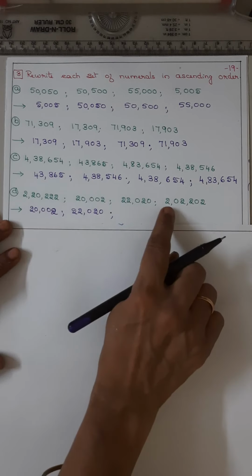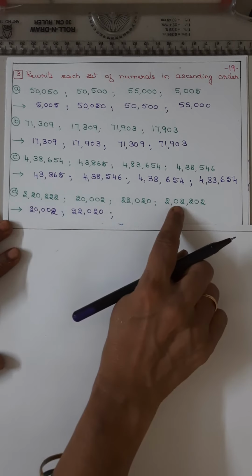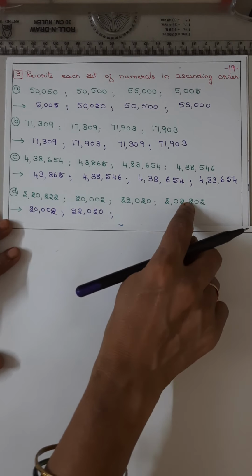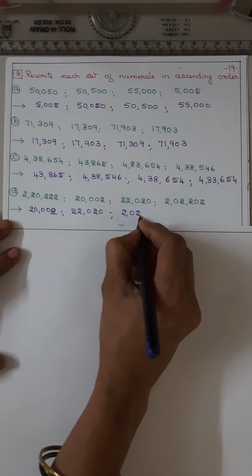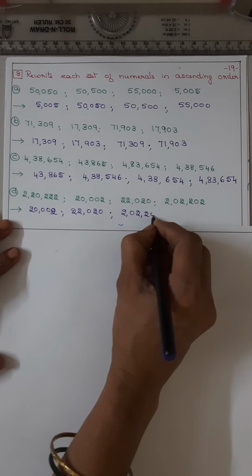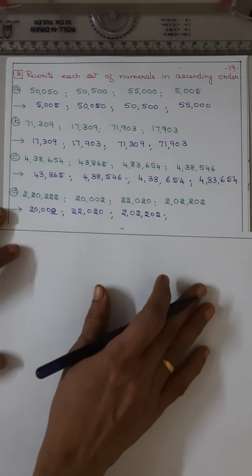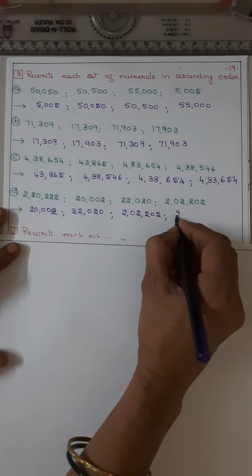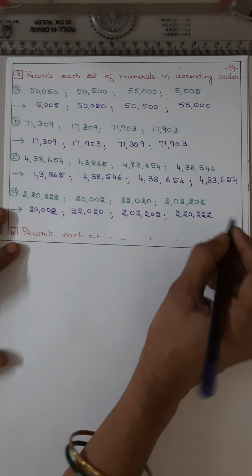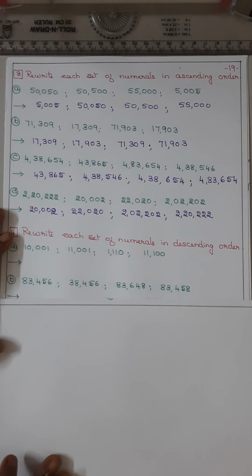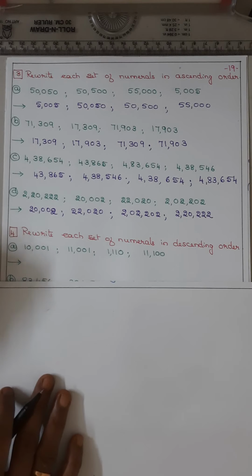So 2, 2, 2, 0. So this is first, isn't it? So it is 2,02,202. Then it will be 2,20,222. Understood? Now coming to the descending order. Descending means big to small.